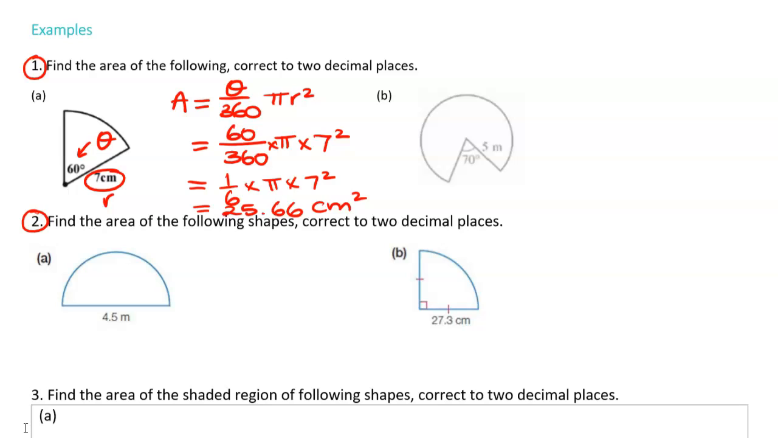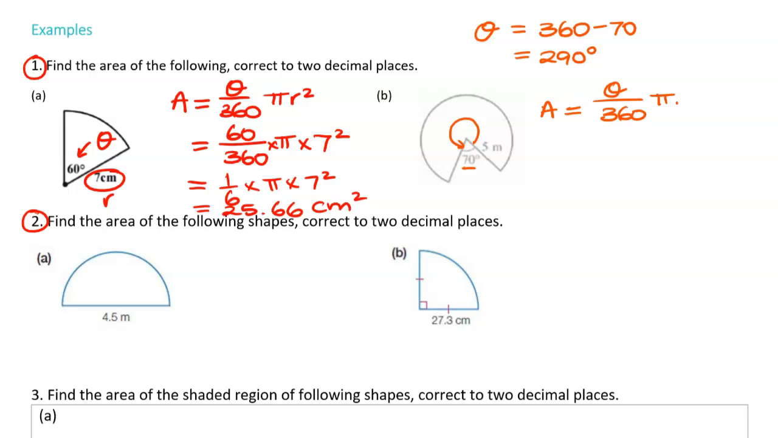Let's jump into the next example. We've got another sector, but I've tried to trick you. Can you see how I might have done that? Hopefully you recognise that 70 is not inside the sector. I actually want this angle here. How will we find this angle? Well, let's call that angle theta. Remember, when we don't know an angle, we call it theta, or it just stands for an angle, really. We need the angle in a whole circle, which will be 360 minus 70, and that's going to be 290 degrees.